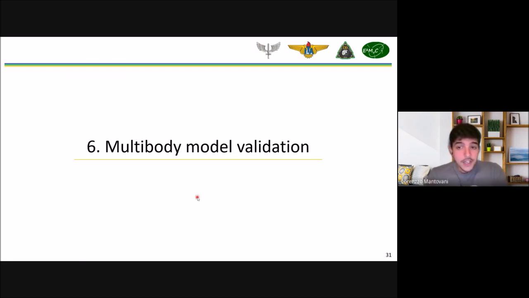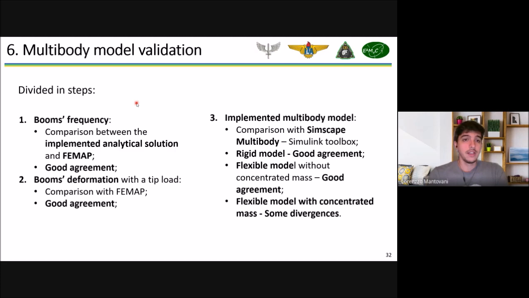So, talking about validation, we have all these models, we developed them, we implemented them, but we need to validate them. So we divide the validation in three different steps. The first one is trying to validate the frequency. As I told you, the sports boom is not just a clamped free beam. It has concentrated mass and inertia at its tip. So it's not straightforward to obtain its natural frequencies. We use our implemented solution and we compare the frequencies we obtain with the FEMAP software. That's a commercial software for that, and we have a good agreement.